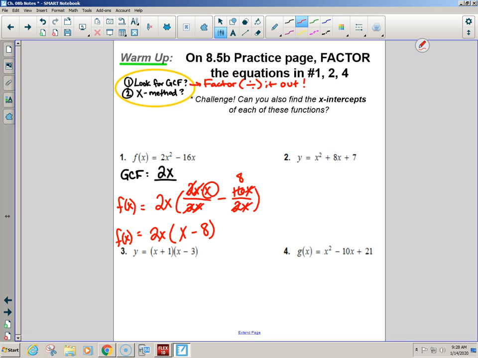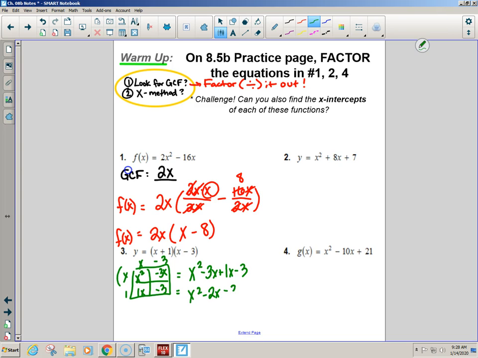Because I was asking some of you, can you just try to FOIL out number 3? And foiling out, some of you guys love the table, and so the table you would have done x plus 1, you would have done x minus 3. If you had FOILed this out, you would have gotten x squared minus 3x plus 1x minus 3.